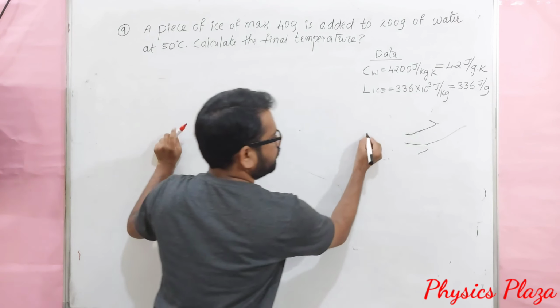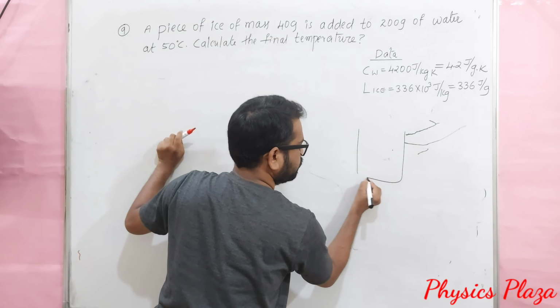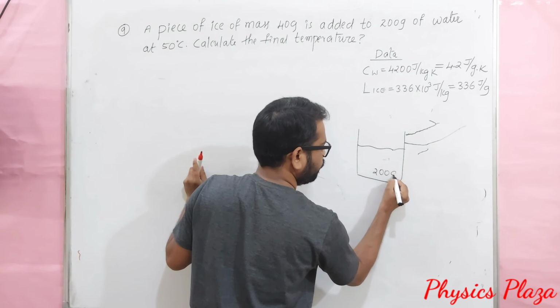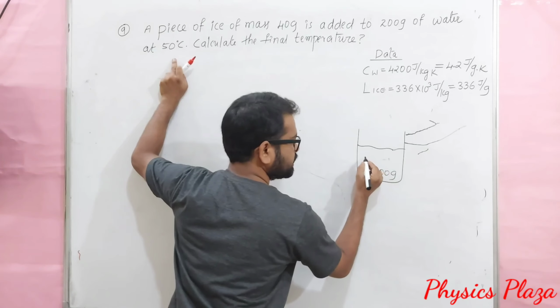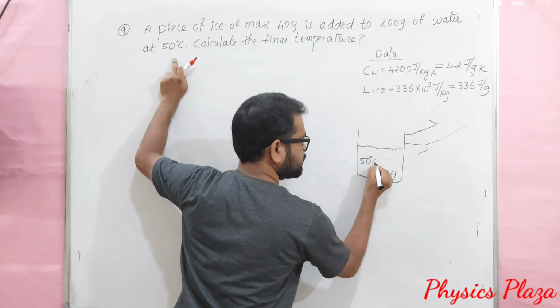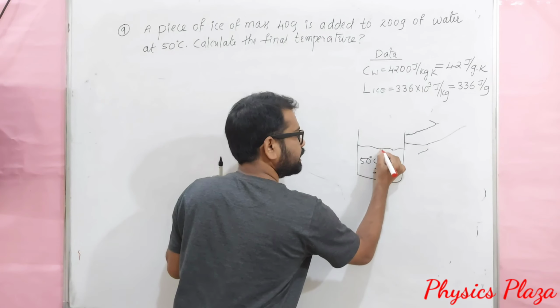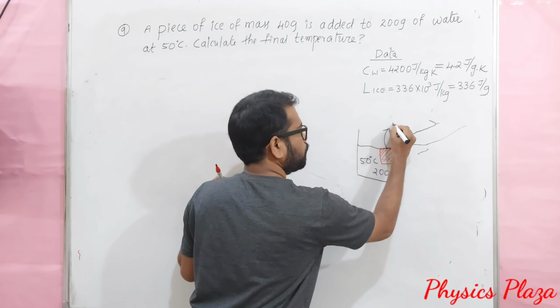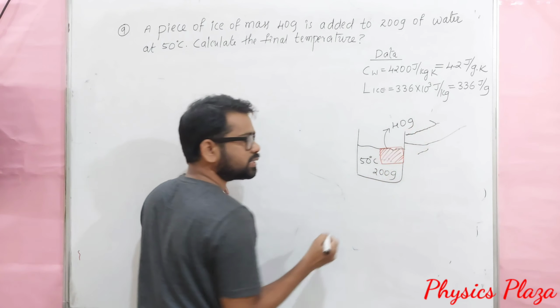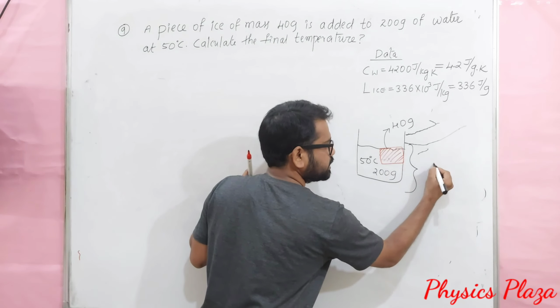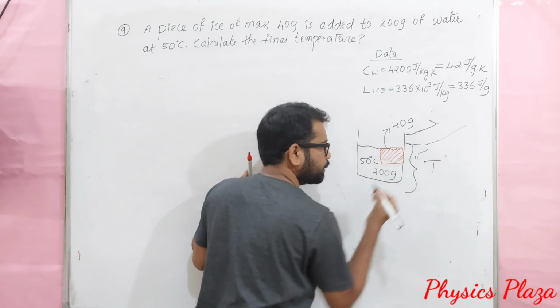Look at here. Here is 200 grams of water, which is at 50 degrees Celsius, children. For this, ice is added, mass of 40 grams. Then what is the resultant temperature? Children, let us say the resultant temperature of this total mixture is T.